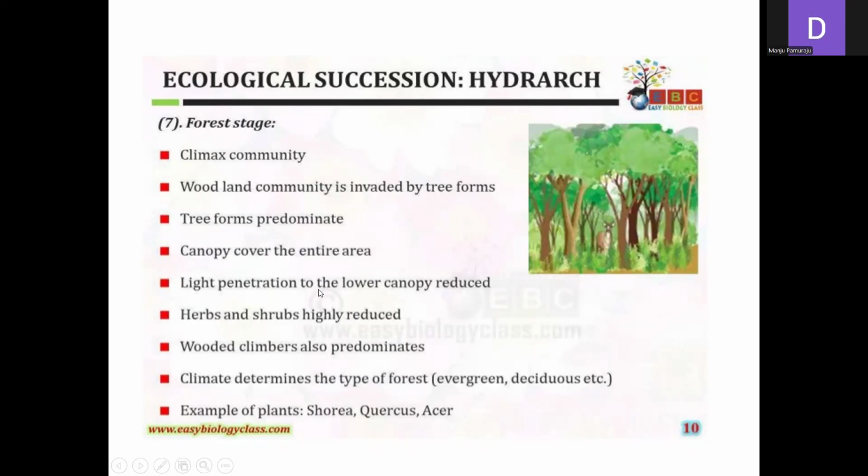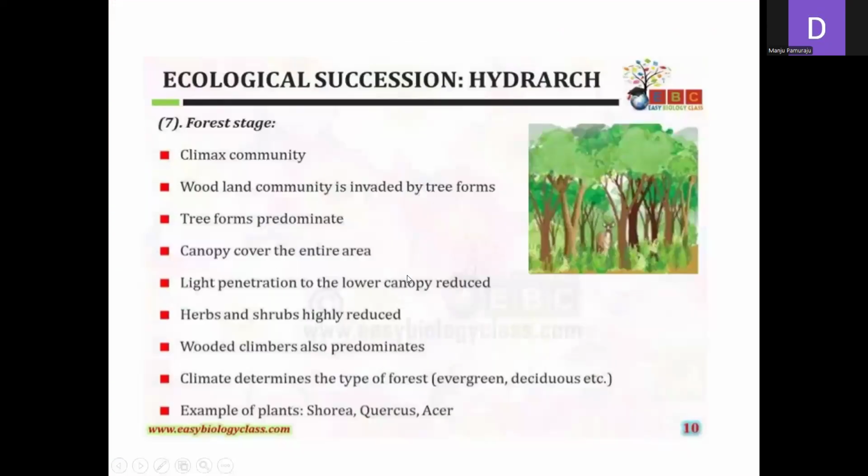So light penetration to the lower canopy is reduced, and herbs and shrubs are highly reduced, and woody climbers also predominate. Climate determines the type of the forest, that is, it may be evergreen or deciduous, etc. Examples for this forest stage are Shorea, Quercus, and Ficus. These are predominant in the forest stage.